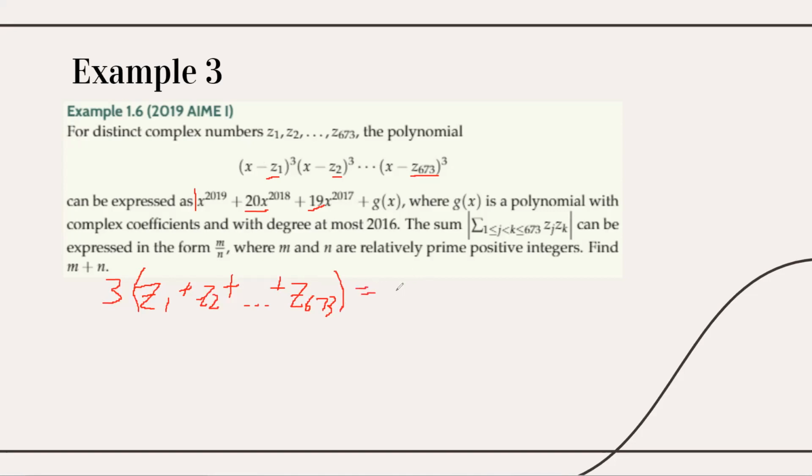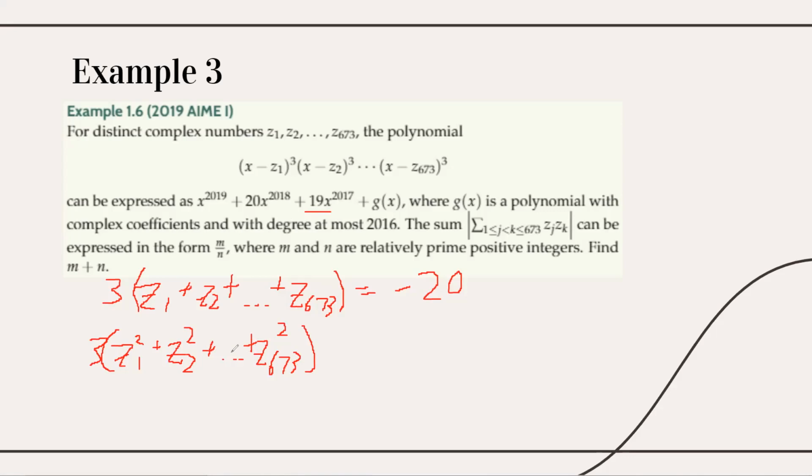That is going to be equal to negative 20 by Vieta's because it will be the coefficient of the x to the 2018 term divided by the coefficient of the x to the 2019 term, which is 20 over 1, which is just 20. And then take the negative of that because signs alternate in Vieta's. Right, so we get this equation. And then if we apply it to this 19 coefficient, basically what we get is we take the product of any 2 roots and we sum that out over all possible products of pairs of roots. So that will actually get us 3 times z1 squared plus z2 squared plus all the way up to z673 squared.